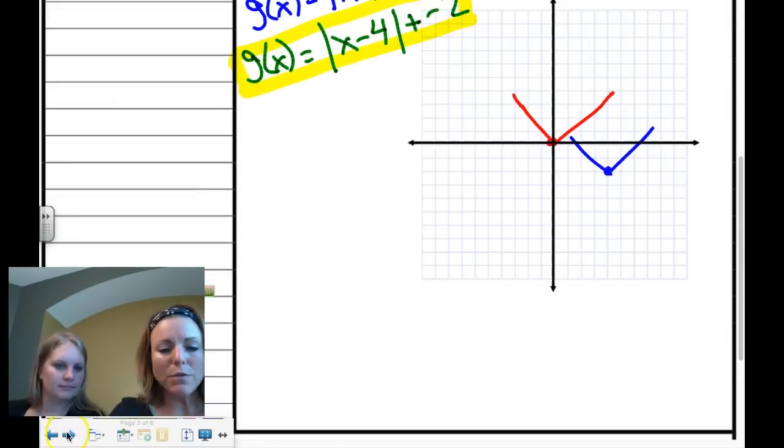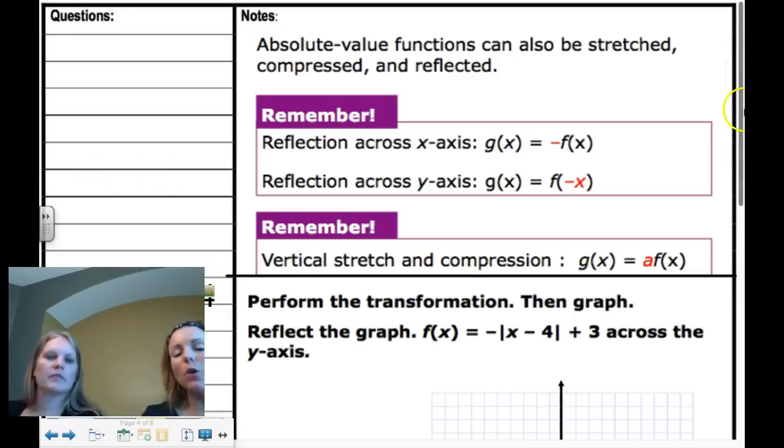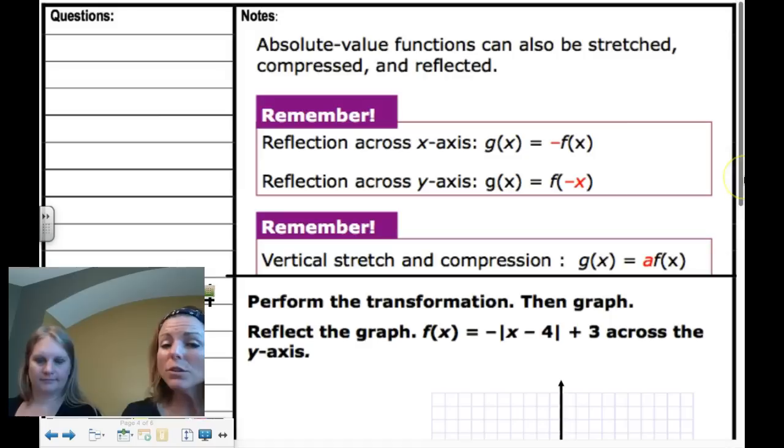Example 4 is on the next page, and we're not quite ready for it. Because what we've done right now is we've talked about moving a graph to the right, to the left, up, or down. You also can reflect a graph over the x-axis or over the y-axis.